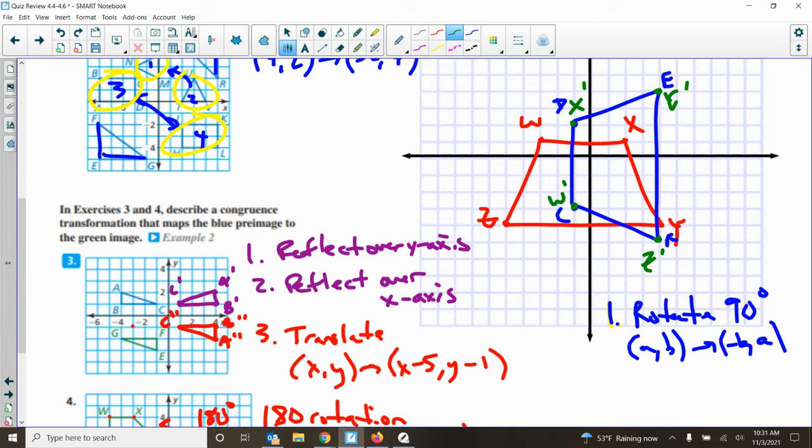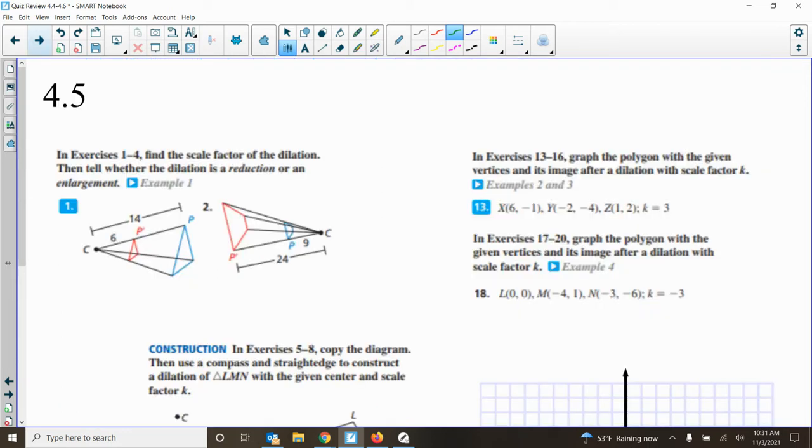So all I needed to do was a 90-degree rotation. They were congruent. After a 90-degree rotation, the red ends up right on top of the blue. We are good to go. Life is fantastic. So that's section 4. Let's talk about section 5.